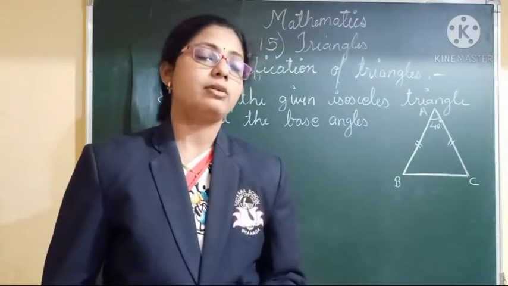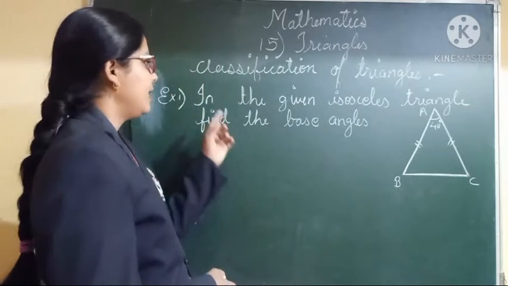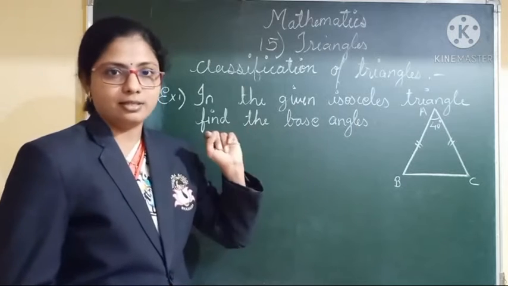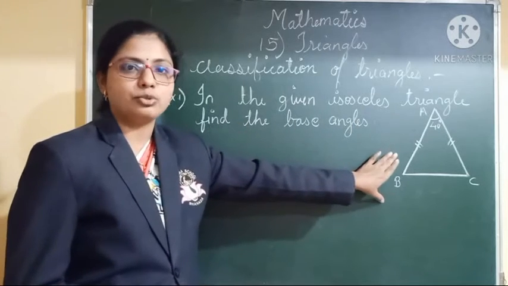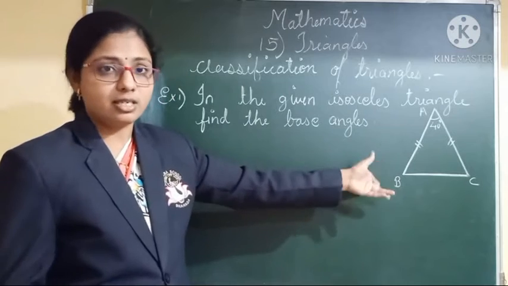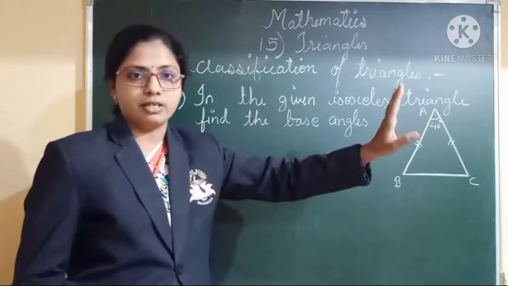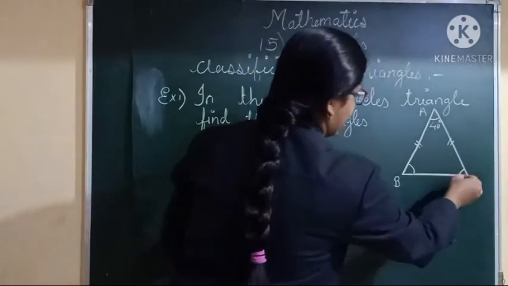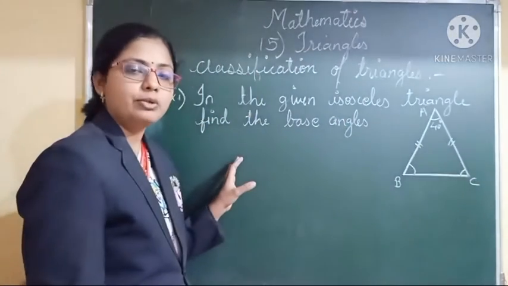Okay, so let us have a look at one example. In the given isosceles triangle, find the base angles. One figure is given to you, and that is an isosceles triangle. One angle is given. So we have to find out the base angles here.